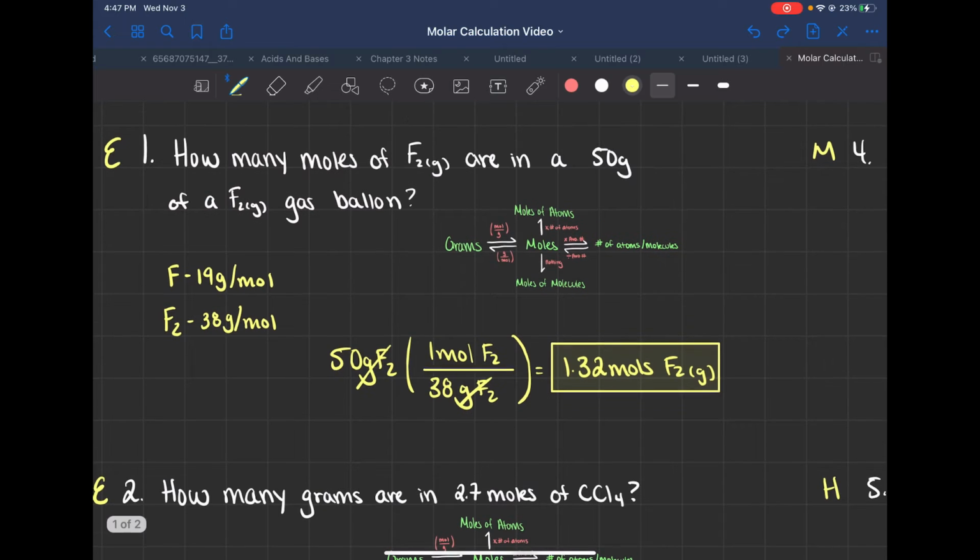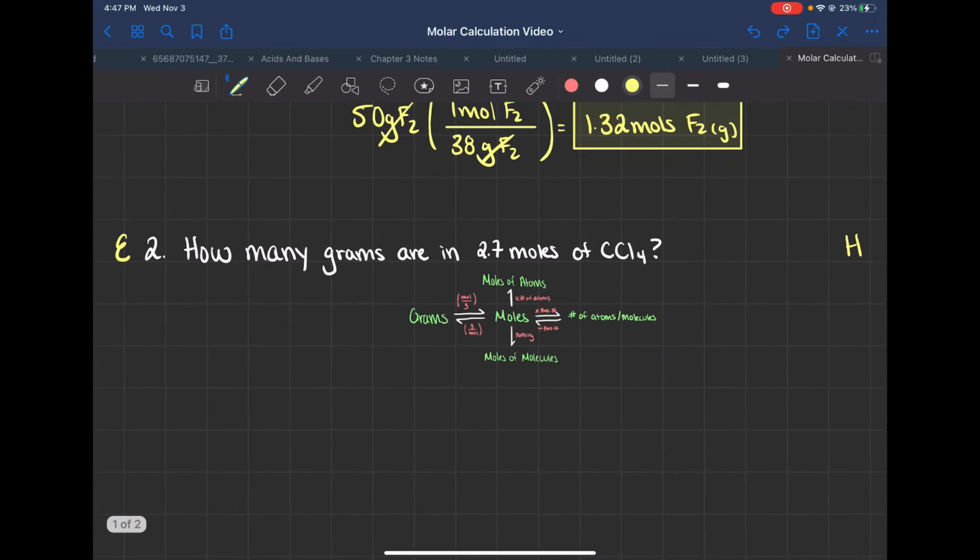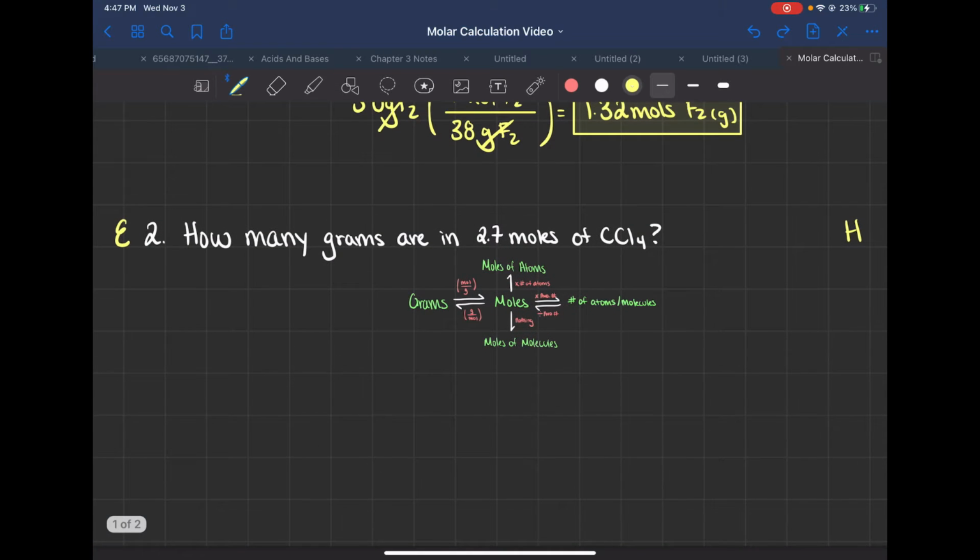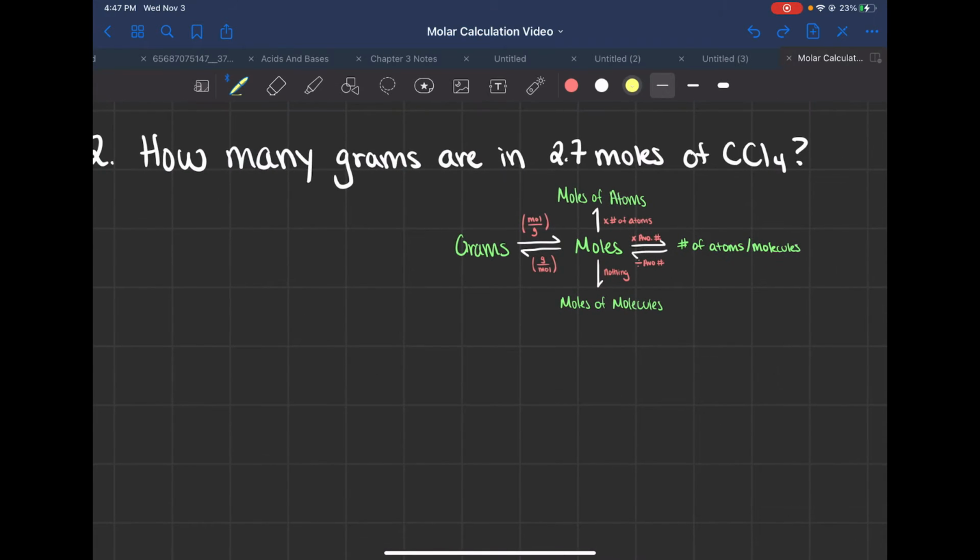I went ahead and labeled this. So these are going to be your easier problems. So this is going to make up about 50% of your test, or your quiz, sorry. All right. How many grams are in 2.7 moles of CCl4?